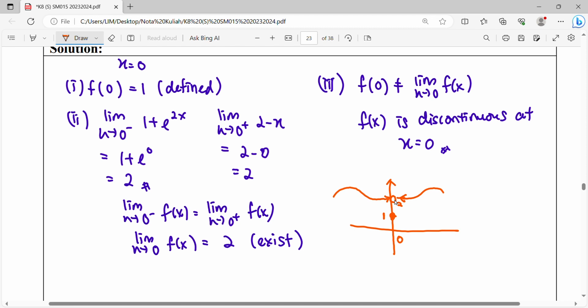So you can see our graph at x equals 0. Is the graph continuous? Obviously, we have a missing dot here. That's why the coordinate and the limit as x approaches 0 are not the same. So this function is discontinuous at x equals 0.